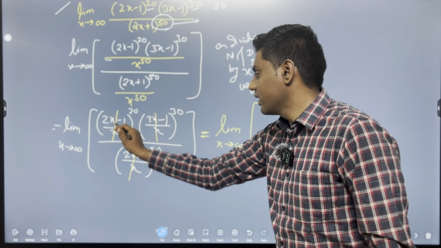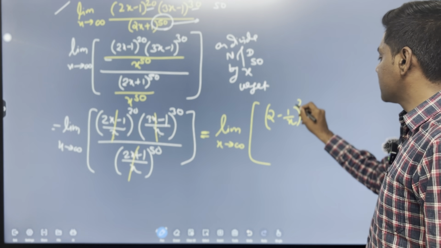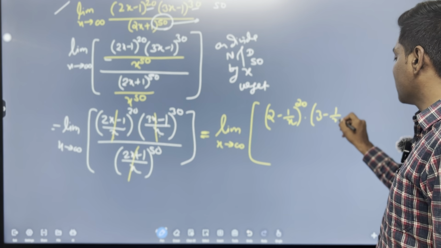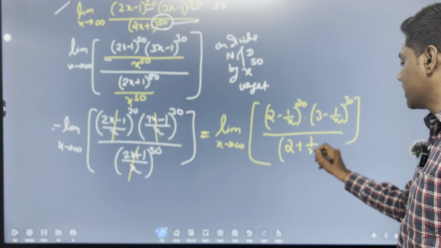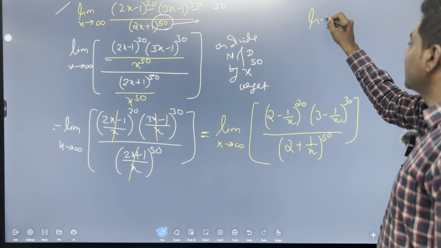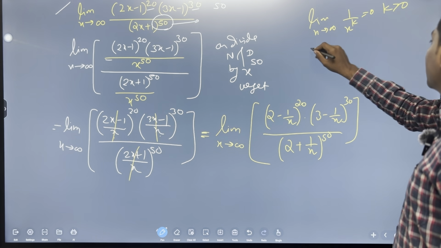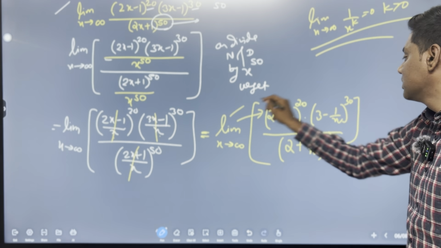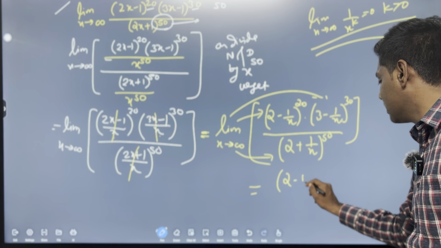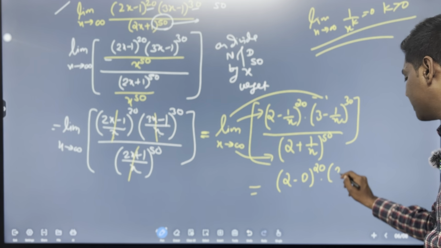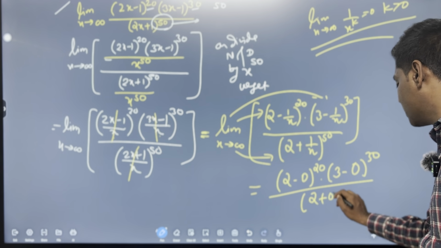So after separately dividing, x gets cancelled, so we get 2 minus 1 upon x, raised to 20, second bracket 3 minus 1 upon x, raised to 30, last bracket 2 plus 1 upon x, raised to 50. By using the formula, limit x tends to infinity, 1 upon x raised to k equals 0, where k is greater than 0. So after applying limits to each term, we get the final answer: (2 minus 0) raised to 20 into the second bracket (3 minus 0) raised to 30, divided by (2 plus 0) raised to 50.